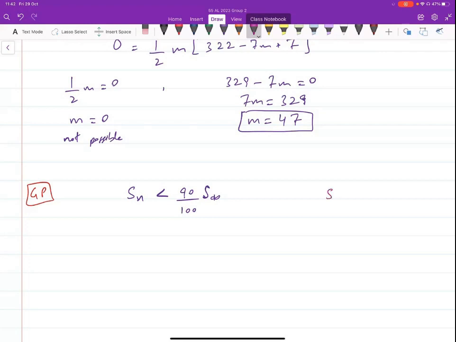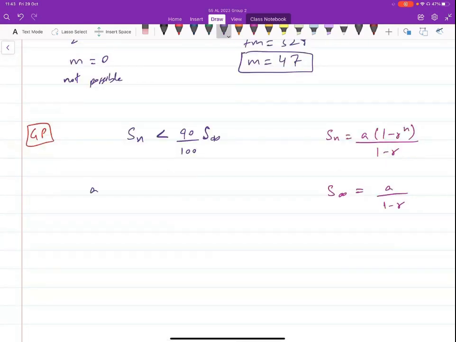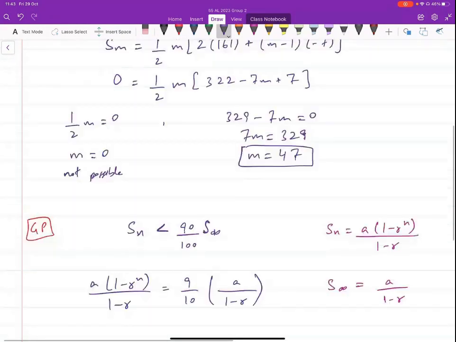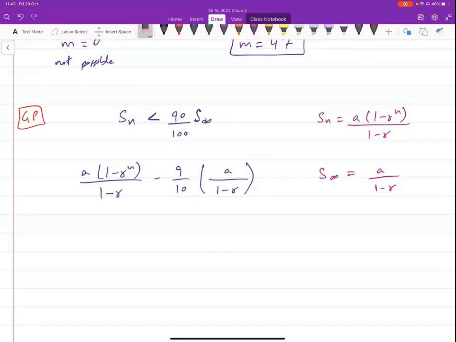आपको पता है कि sum to the n terms आपका geometric progression में क्या होता है? A into 1 minus r raised to power n divided by 1 minus r. और sum to infinity का formula क्या होता है? That is a over 1 minus r. You just input those values here. Sn की जगह पे आप वो डाल दो, a into 1 minus r raised to power n divided by 1 minus r, and you get 9 over 10 into sum to infinity, which is a over 1 minus r. ठीक है? Sorry, it's not equal, it's less than that.